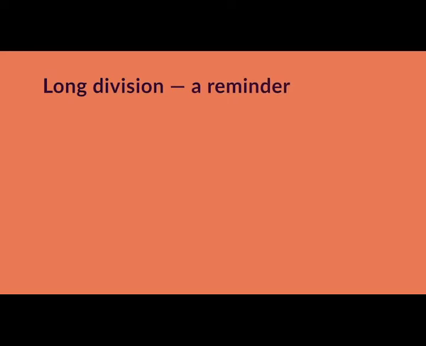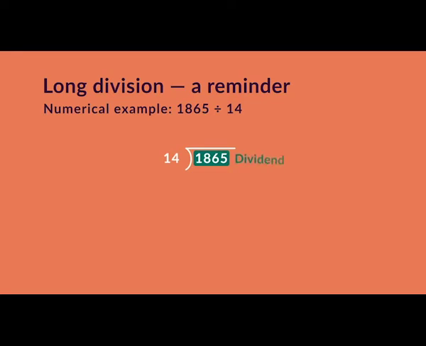In this lesson, we're going to cover division of polynomials and factorisation of polynomials. We'll begin by going back to division basics, starting with a quick long division calculation to remind ourselves how the steps work. Here, we divide the number 1,865 by 14. We call 1,865 the dividend, and 14 is called the divisor.